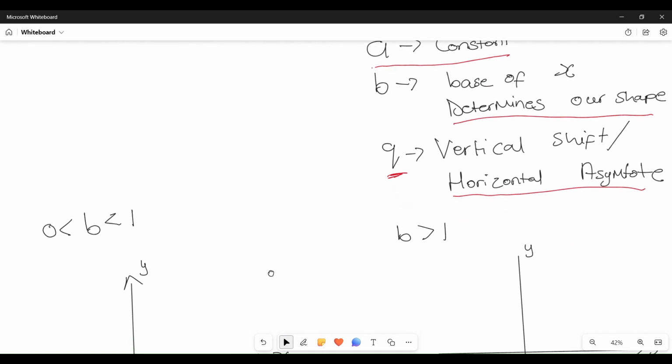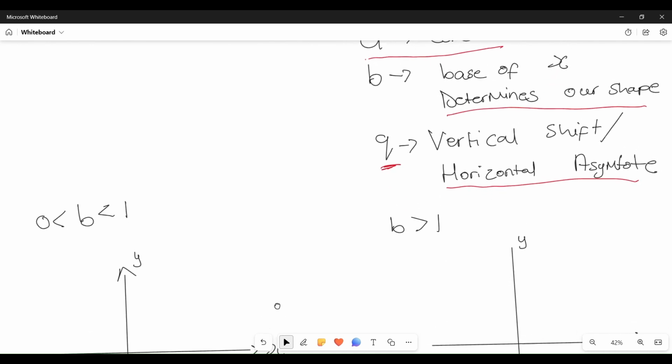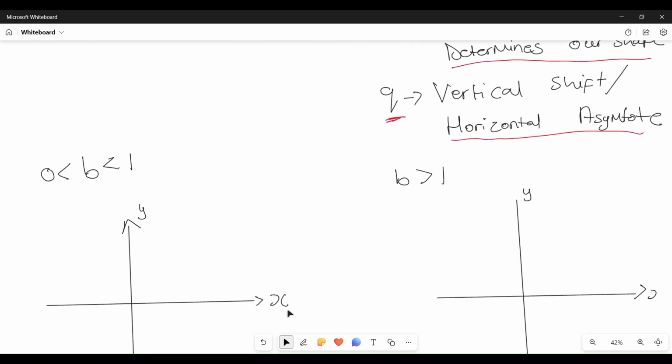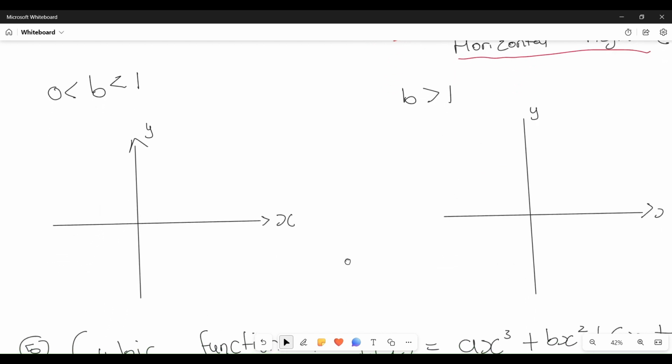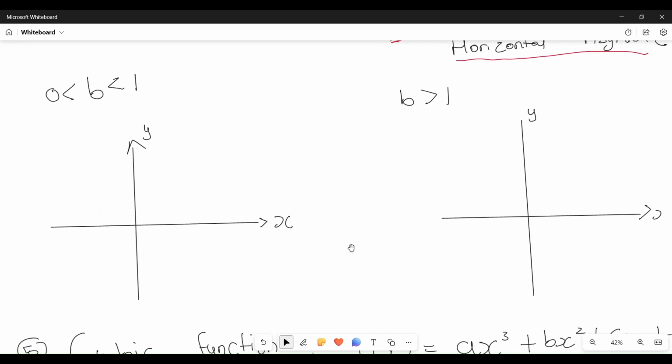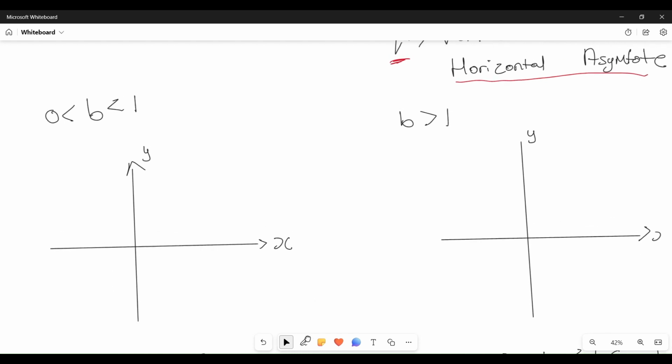So now how does b determine our shape for an exponential function? Now, our b will always be greater than 0. So now, if b is greater than 0 but less than 1, for instance, say b equals a half. A half is greater than 0 and also it's less than what? It's less than 1. So now how will our exponential function look like?